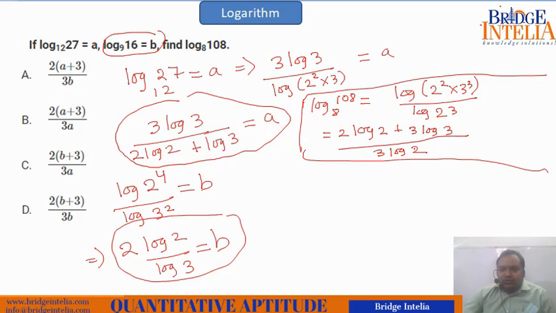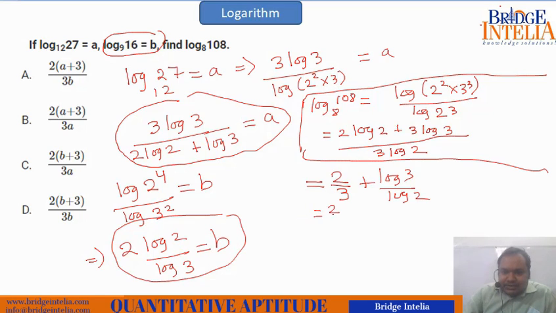So now we have to find the value of this expression in terms of A and B. So if you expand this further, this comes out to be equal to 2 by 3, log 2 and log 2 cancel, plus 3 by 3 is also cancelled, log 3 by log 2. So from here log 3 by log 2 will be equal to 2 by B. So it is equal to 2 by 3 plus 2 by B.